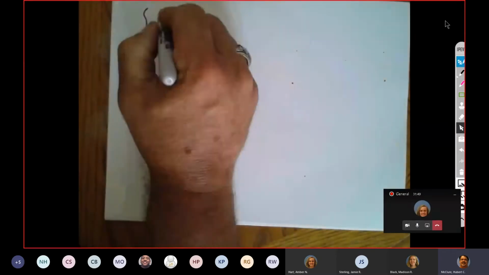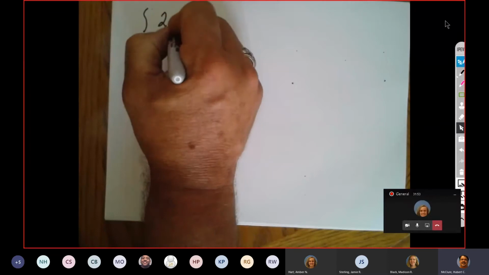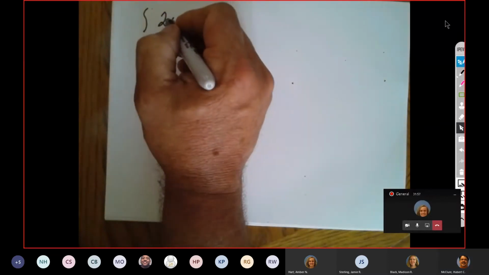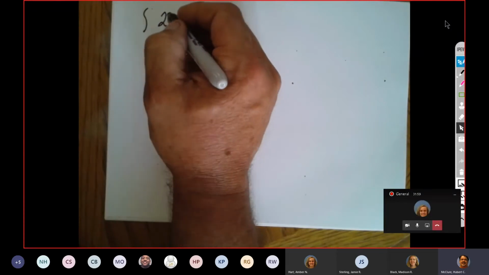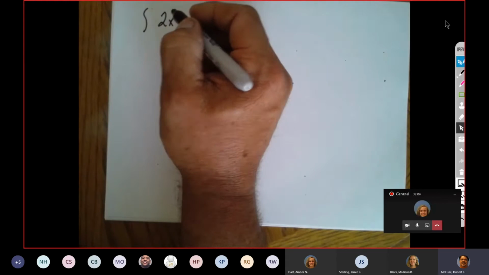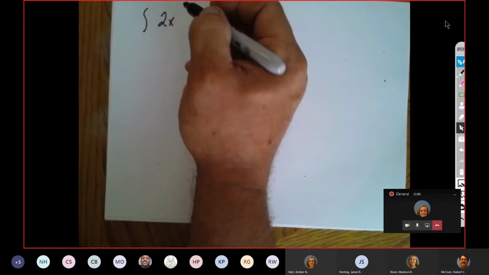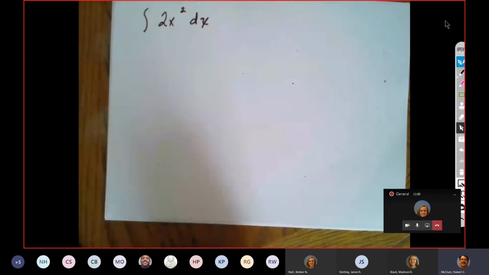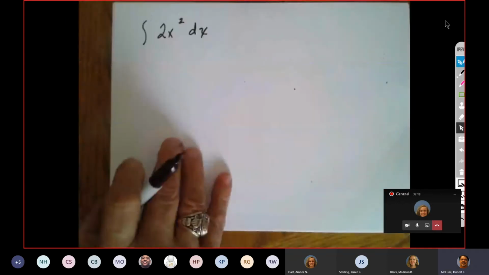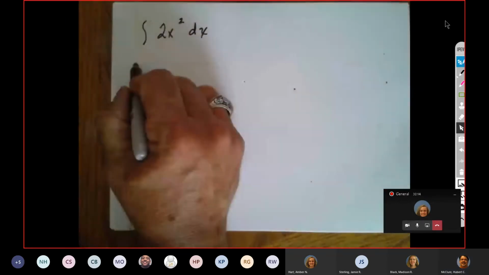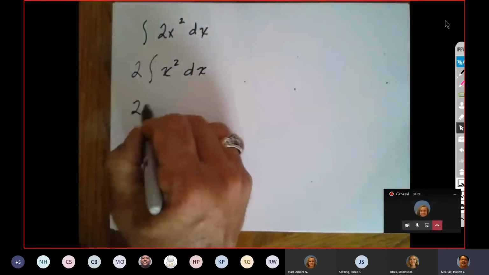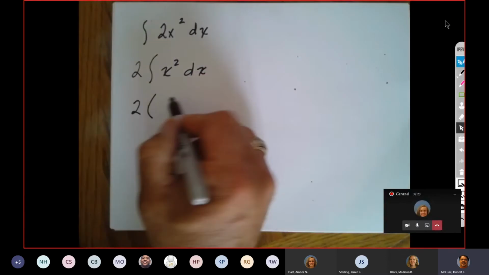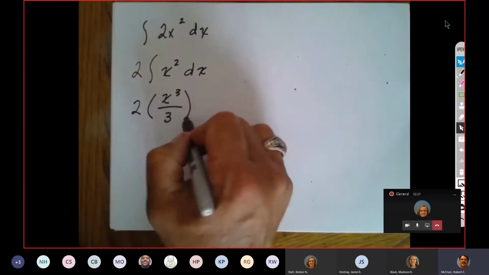Antiderivative of, let's do that problem we just did. 2x, or what did I write? 2x to the second. What did I write? Hold on a second. Yeah, 2x squared dx. Now again, I'm going to write everything out. So I'm going to put a 2 out front. And that's going to be x squared dx. And I'm going to write 2 parentheses x to the third over 3 plus c.